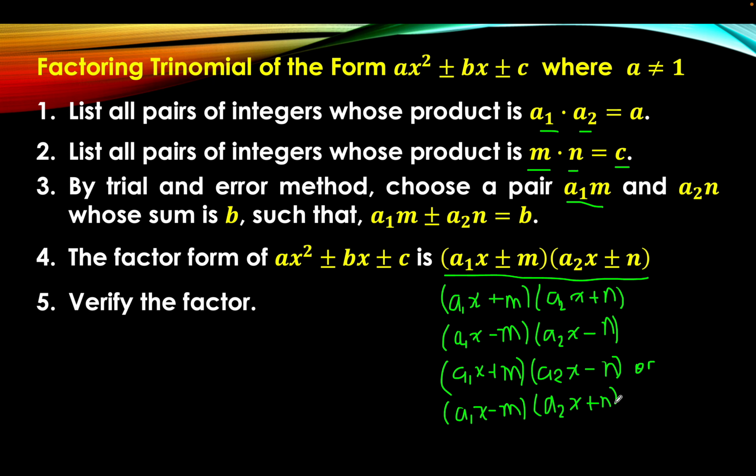Then, in step 5, we have to verify the factor. This means that we must multiply the factors formed to see if they satisfy the given trinomial.